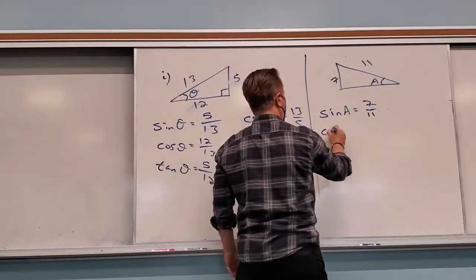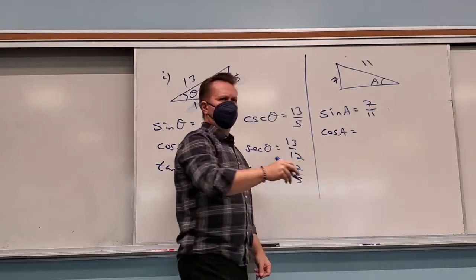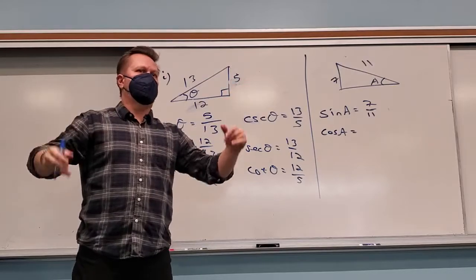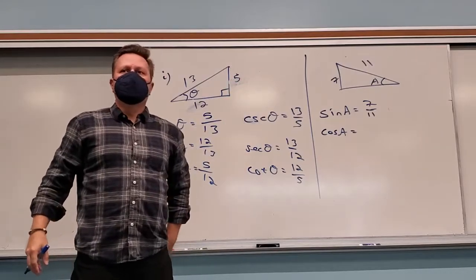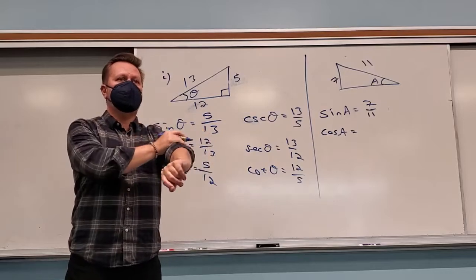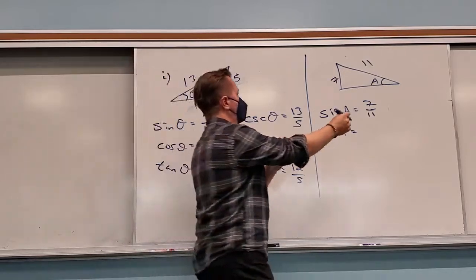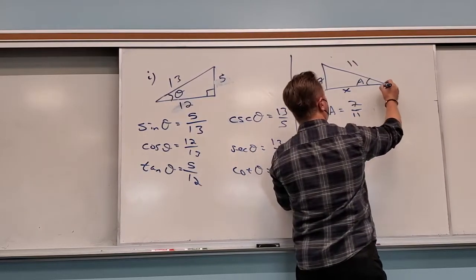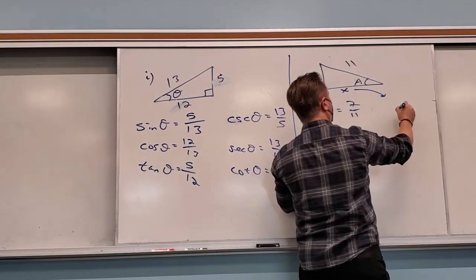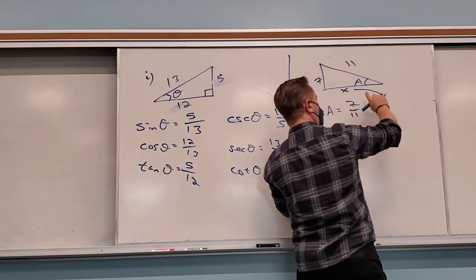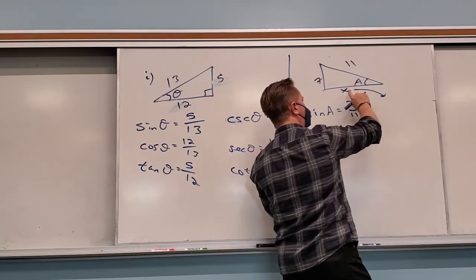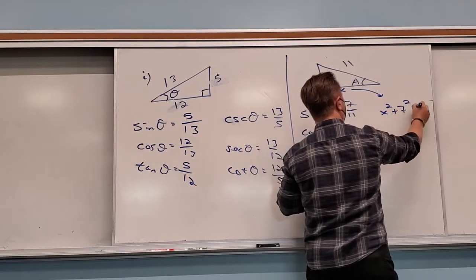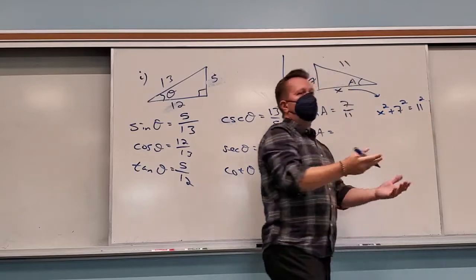But what's cosine? Why can't I do cosine of A? Because I don't know x, right? Cosine wants the x side. So how do I figure out the x side? You said it earlier, right? So what would I set up to figure out the x side? So I don't know what this is. So what would I set up? X squared plus 7 squared equals 11 squared. Good old Pythagorean theorem, right?